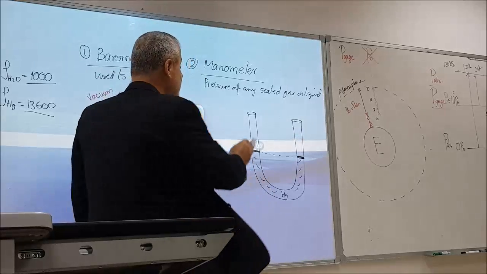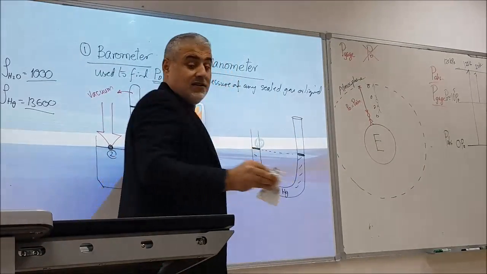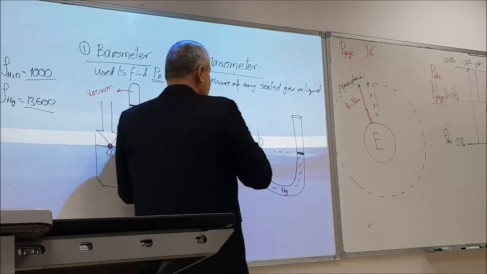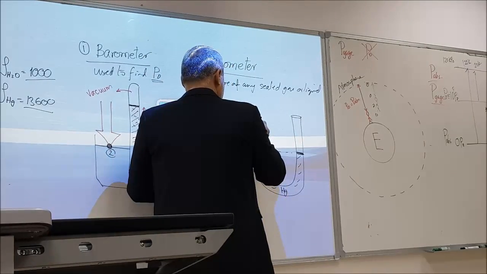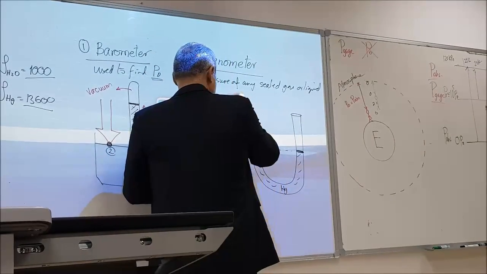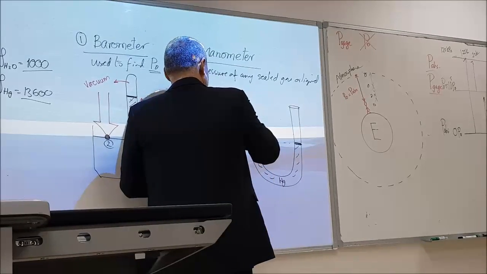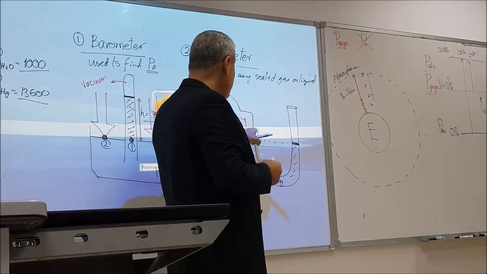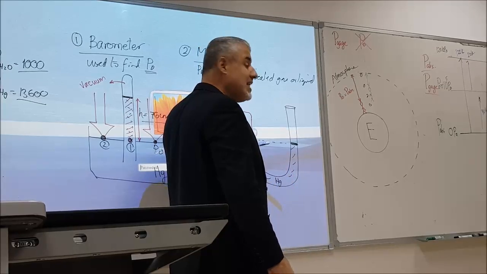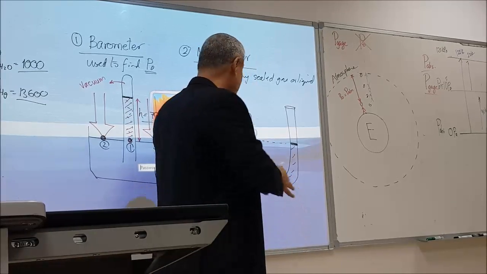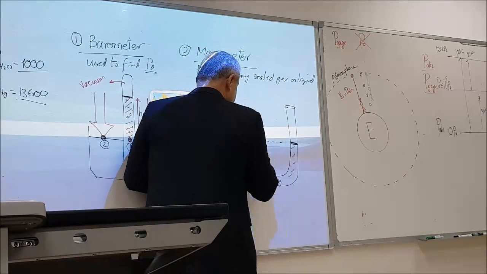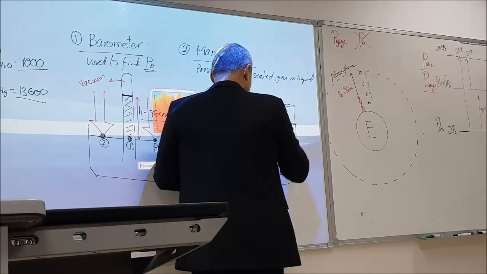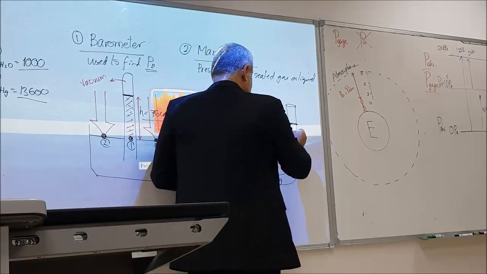Now what do we do? If we connect this column to pressurized gas, like a gas cylinder, I connected it here, guys, to a pressurized gas cylinder. This gas will apply pressure on this level, and it will go down. This one will go down and this one will go up.